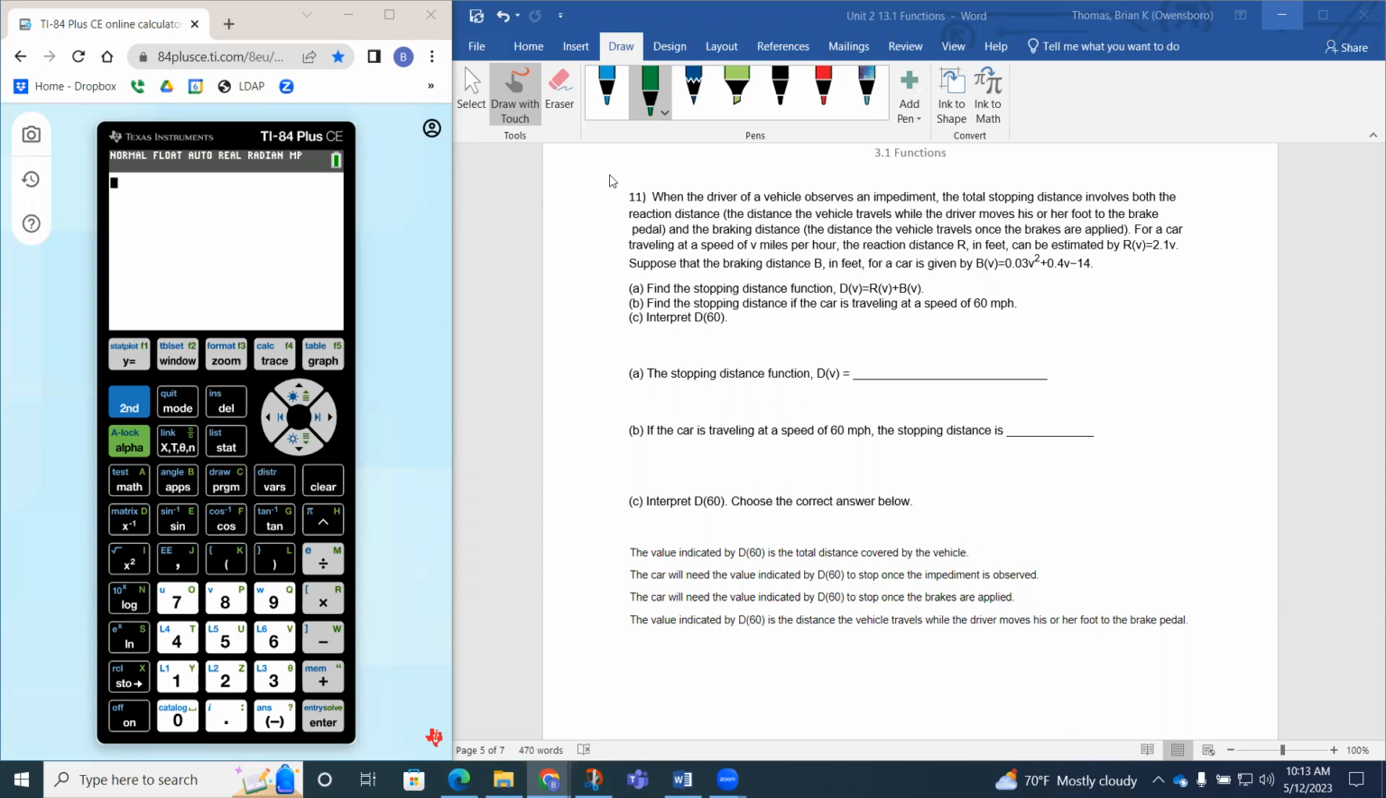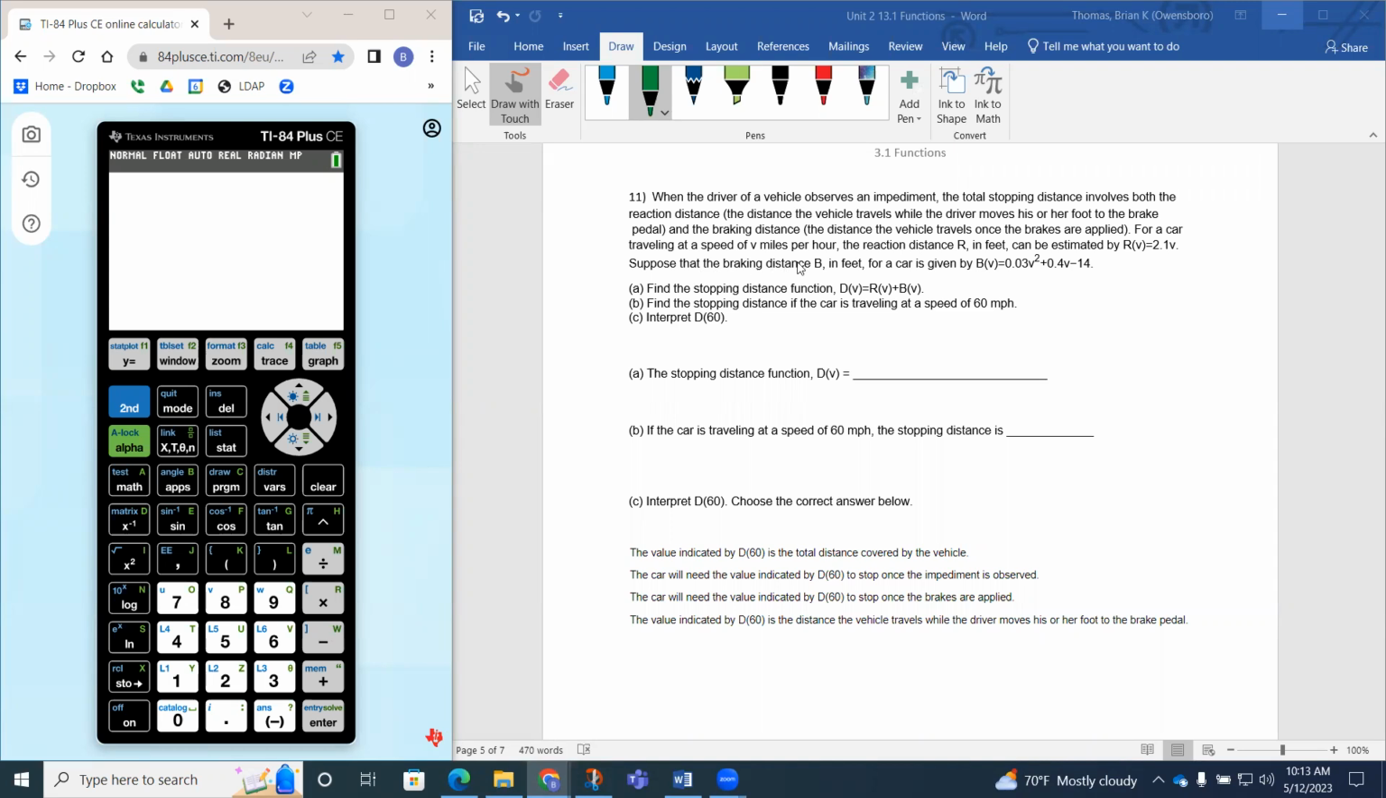This can be estimated by a formula. So we have a function here. The reaction distance is going to be the R, and the speed is going to be the V. So the input value is going to be the speed. Our result is going to be our distance. So we have this formula: R of V is equal to 2.1 times V.